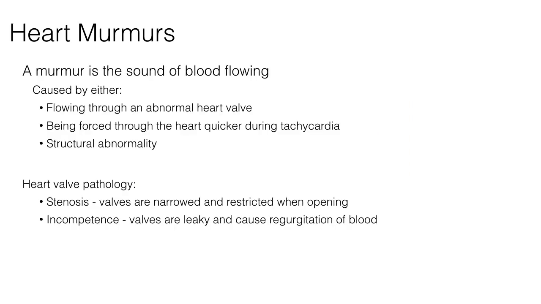Moving on to the main topic of this podcast, which is heart murmurs. Now, a murmur can be defined as the sound of blood flowing. In the heart, it is caused by either flowing through an abnormal heart valve, being forced through the heart quicker during tachycardia and is termed a flow murmur, or passing through a structural abnormality such as a ventricular septal defect, which we'll touch on at the end of this podcast. The heart valve pathology can either be stenosis, where the valves are narrowed and restricted when opening, or incompetency, where the valves are leaky and cause regurgitation of blood against its flow.